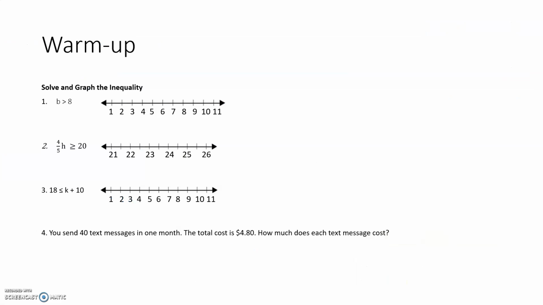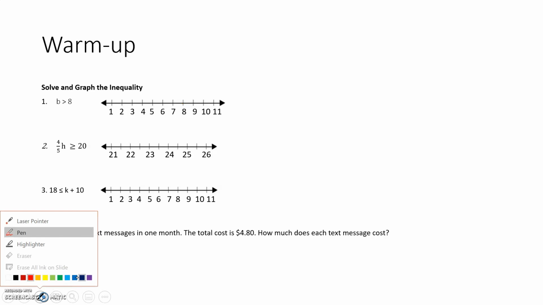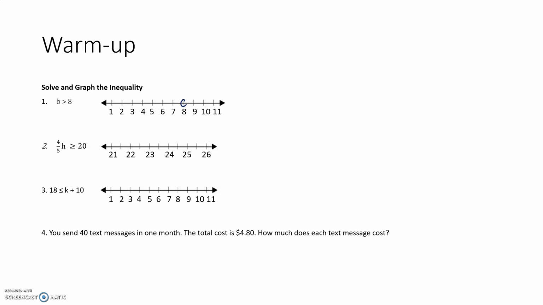All right, so warm up. Solving and graphing inequalities. So number one, b is greater than 8. I'm not really solving anything, I'm just graphing that one. So 8 is going to be an open circle because it's not included, and b has to be greater than 8.